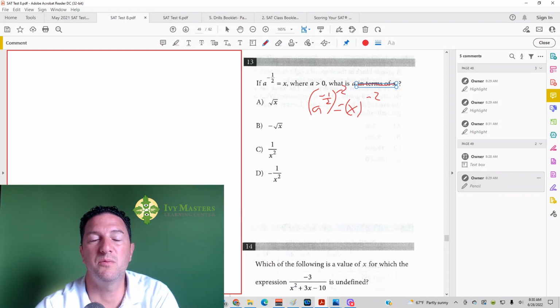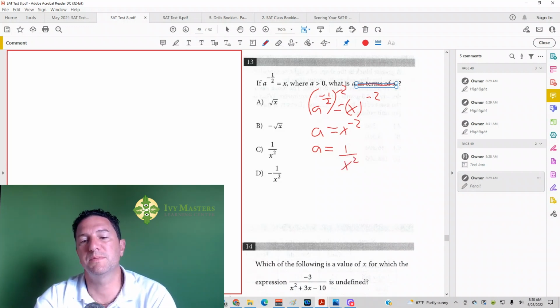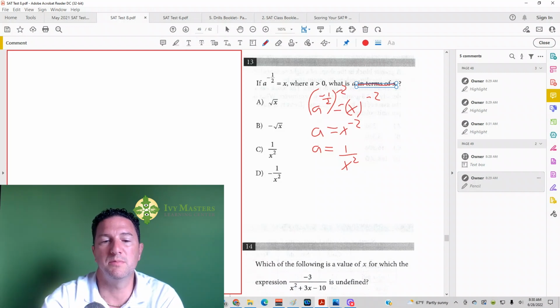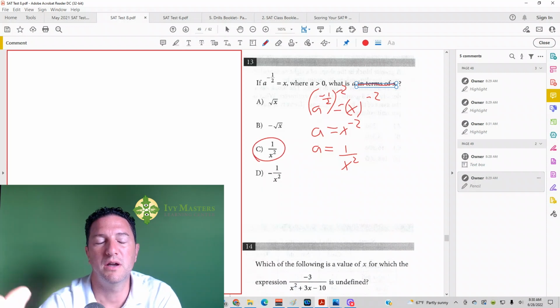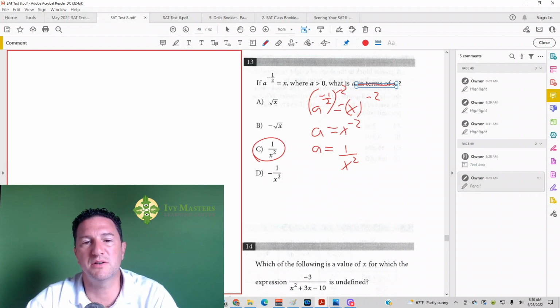So on the left side, a negative times a negative is a positive, and 2 over 1 times 1/2 will give you 2 over 2, which reduces to 1. You just get a on the left side. And on the right side, you get x to the negative 2 power. Well, what's x to the negative 2 power? This is something you need to know. That is the same as 1 over x to the positive 2. So if you've got a negative exponent up top, it gets thrown to the bottom and becomes positive. So what is a? It's 1 over x squared, and C is your answer.